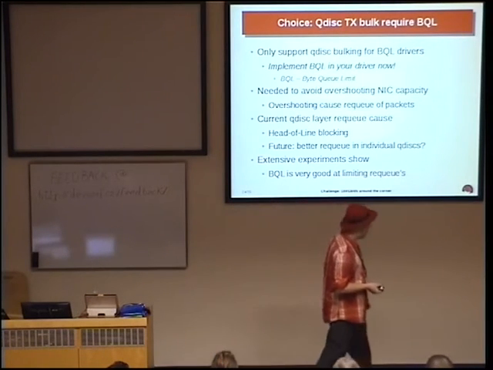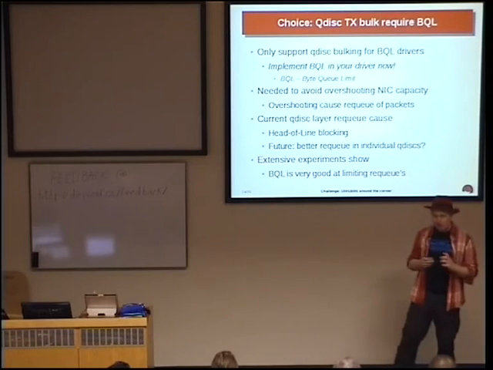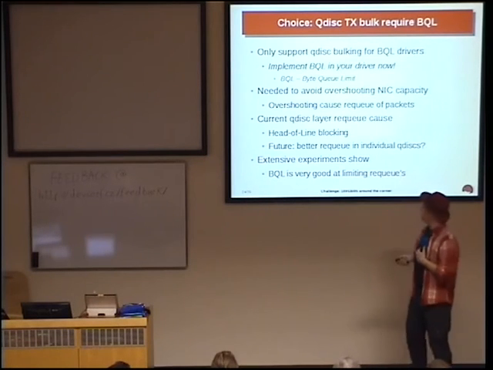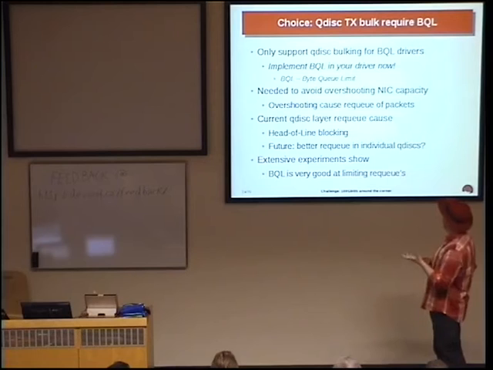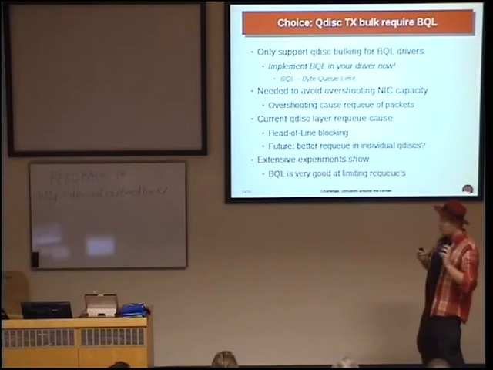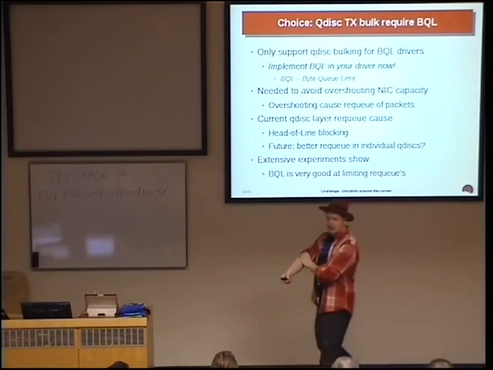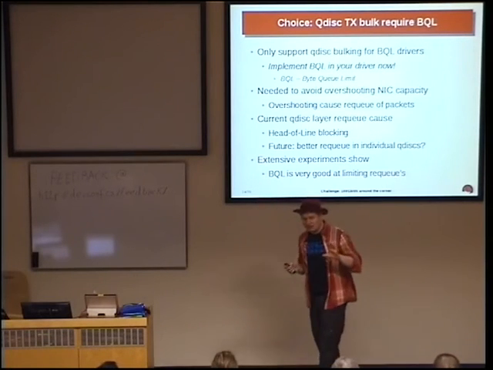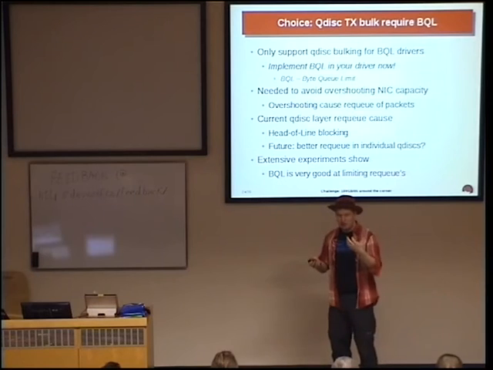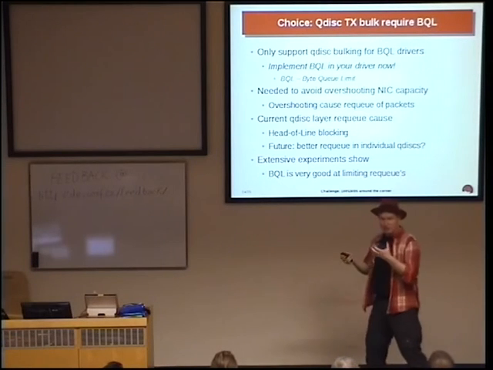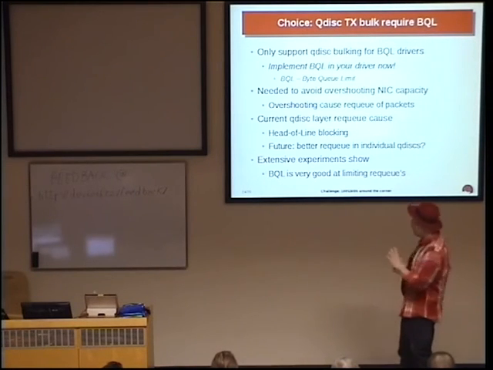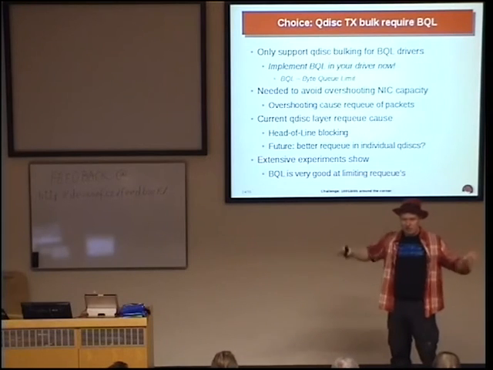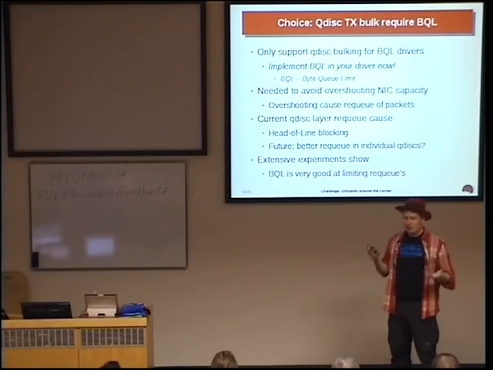So one problem when we start to do this bulking down towards the hardware: we can overshoot what the hardware is actually capable of handling, and then it'll send a return call and say, I cannot handle this. And then what should we do with this packet? Should we drop them? No. We have a qdisc layer. Can we requeue it into the qdisc layer? No, because we have this complex structure of qdiscs to support that.